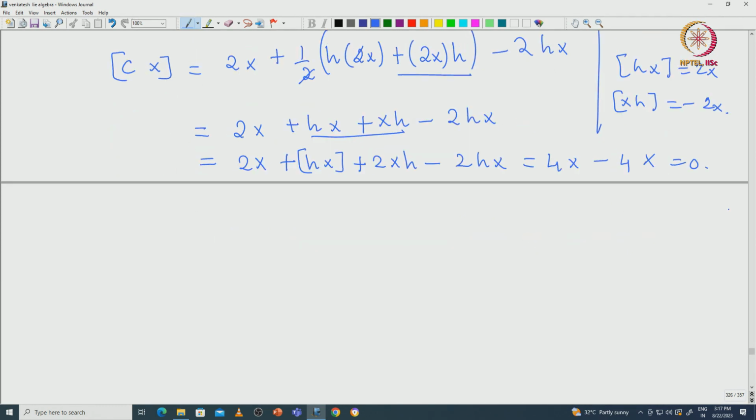Similarly, one can prove that C phi y is 0 and that would imply C phi h is 0. So, that means this C commutes with the action of G, this action of SL2C.